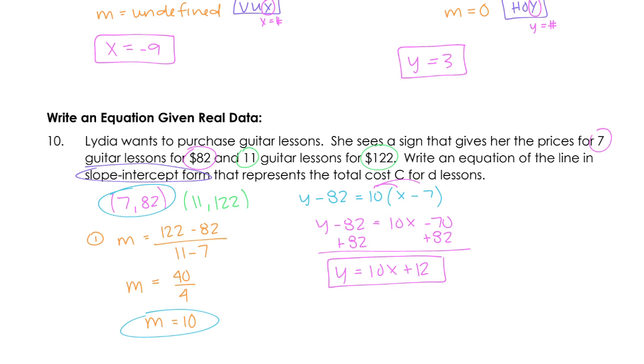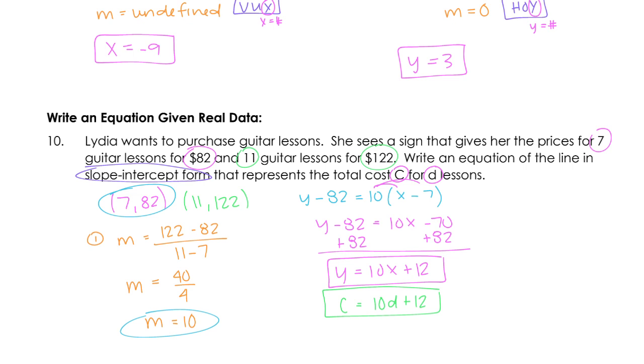Now, technically, it did say that we were supposed to write it in, let's see, the total cost C for D lessons. So theoretically, it would be C equals 10D plus 12. I really don't care if you use x or y or the letters they provide. Typically speaking, we usually just use x and y for everything. So I would be okay if you ignored the letters that they gave you. Theoretically, we should have used C and D, but it's a lot more confusing for people. So either way, totally fine.